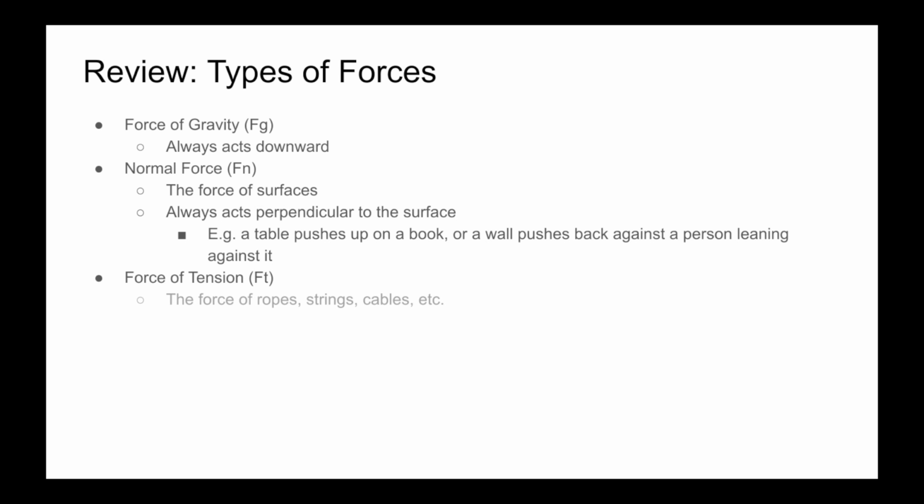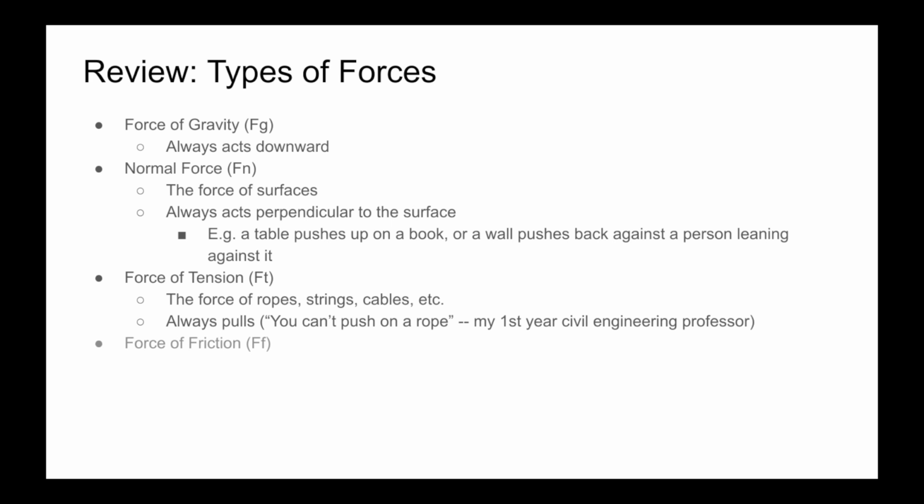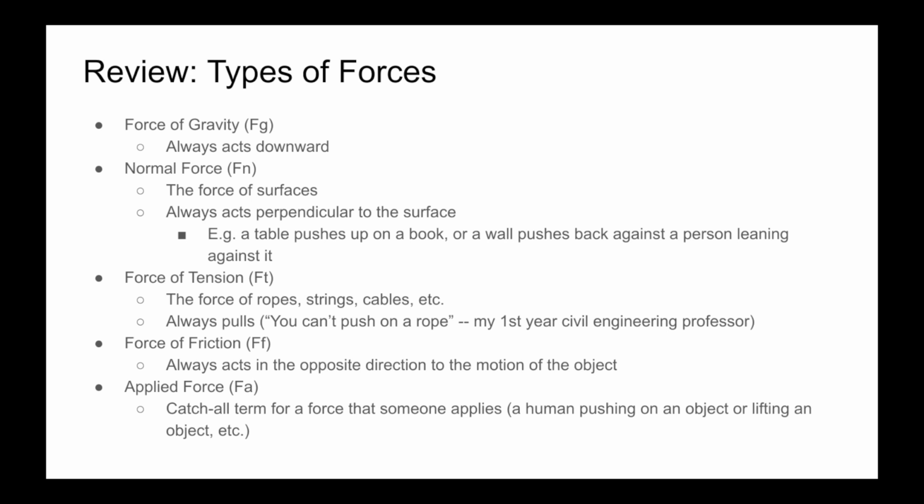The force of tension is basically the force of ropes, strings, cables, etc. My first year civil engineering professor always said, "You can't push on a rope." It's a good little quote to remember. The force of friction always acts in the opposite direction to the motion of the object. Like if you're driving down a road, friction is pushing back on you, that sort of thing. And the applied force is just a catch-all term that we use for a force that someone applies. Like if you're pushing on an object or lifting an object, we call that the applied force. You don't need to make up a new name every time, like pushing force, lifting force, pulling force, etc. We can just call it an applied force.